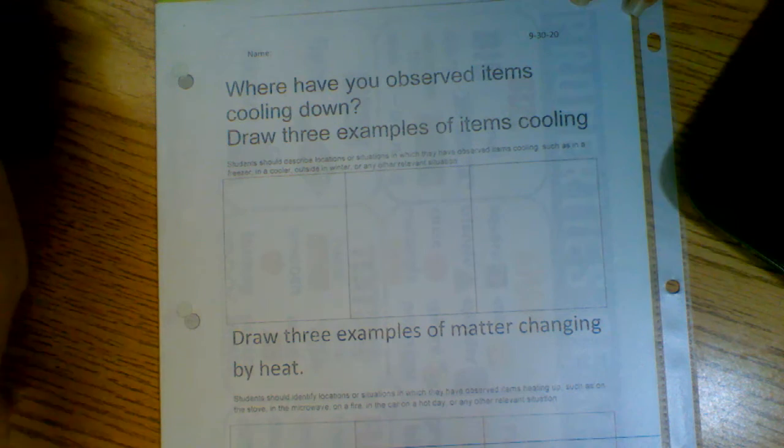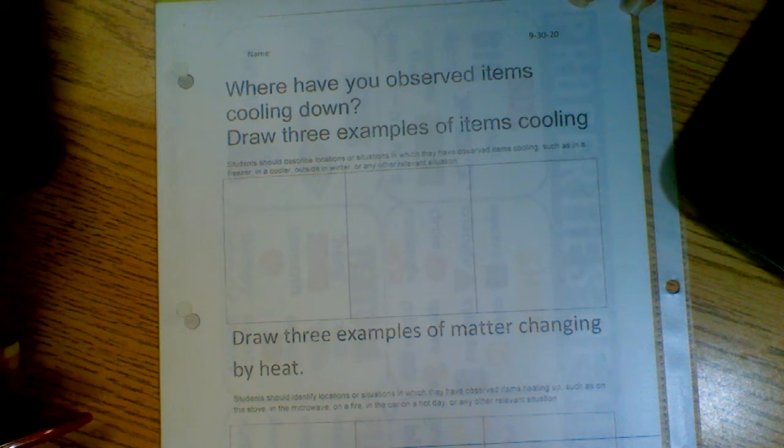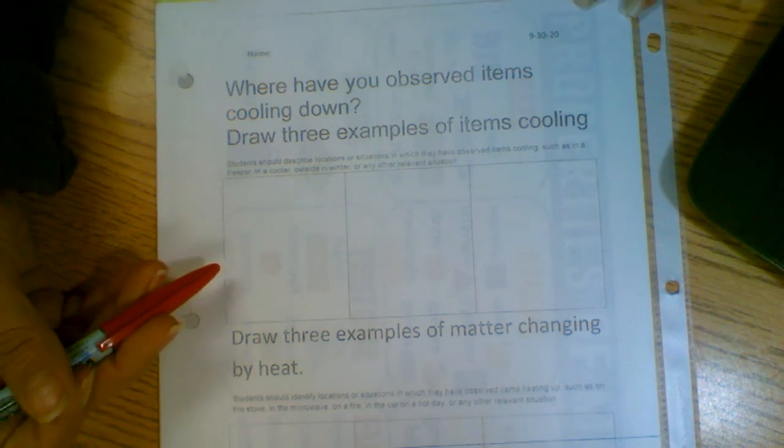Where have you observed items cooling down? Draw 3 examples of items cooling. Students should be able to describe the locations or situations in which they have observed items cooling, such as in a freezer, in a cooler, outside in the winter, or any other relevant situation. So we're going to draw 3 examples of an item that is cooling.